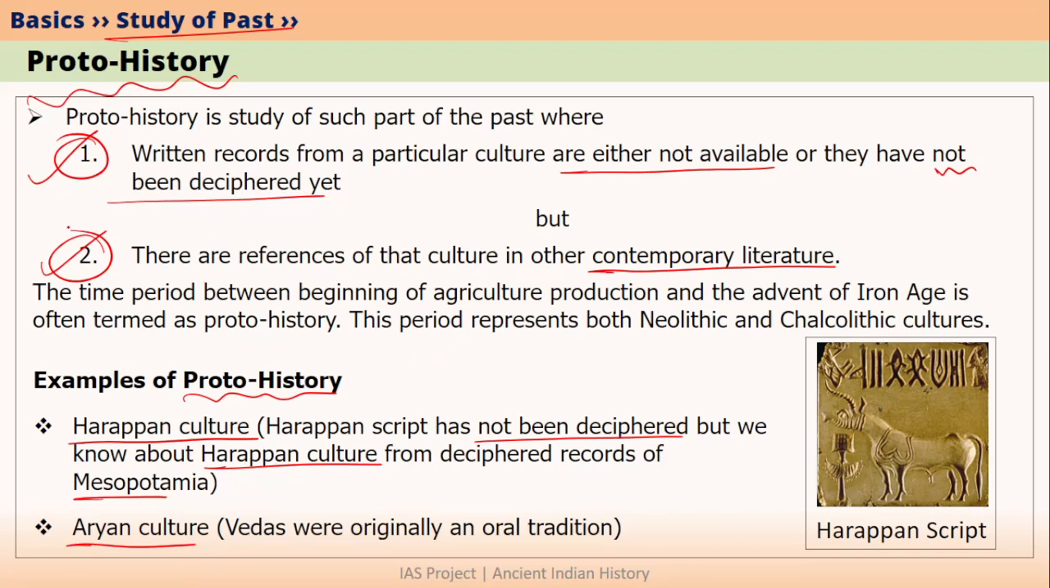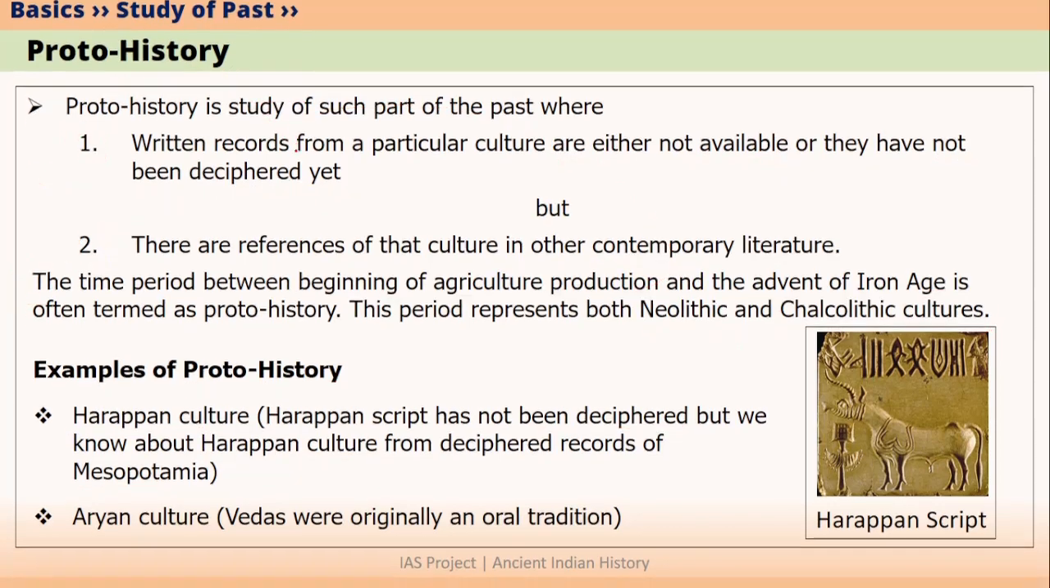There is another definition for proto-history also. This definition states that proto-history is any period of past which belongs to a time period between the beginning of agriculture production and the start of Iron Age. If we go by this definition, many of the Neolithic cultures as well as Chalcolithic cultures fall under proto-history.